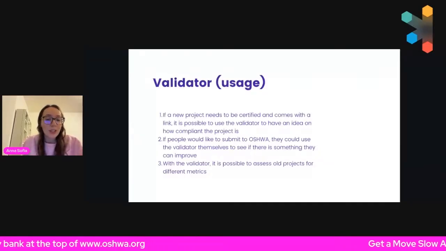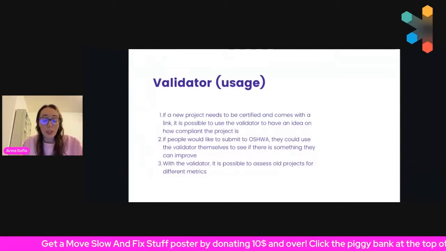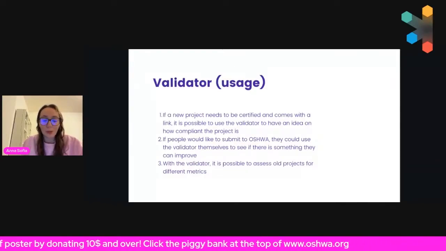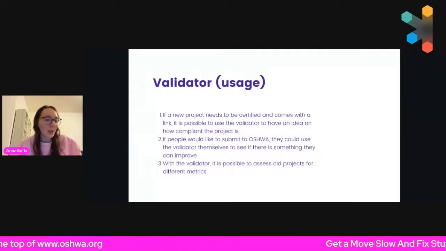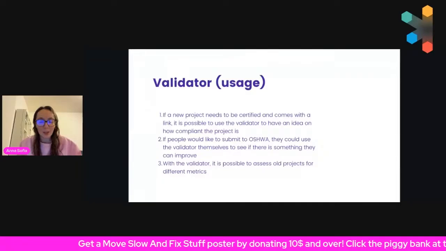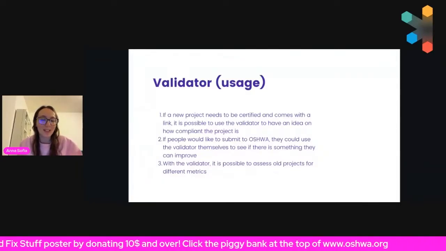And also with the validator, it's possible to assess all projects for different metrics. So it's possible to go back and see how many stars the project had, if the link is broken, if some more, for example, DOIs or research objects have been uploaded that weren't tracked before. So these are the main usages. We're still working on this, but the idea is to provide something that, of course, can be used in the community and to make everything reachable, basically.